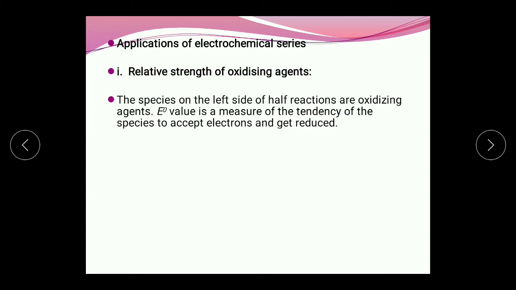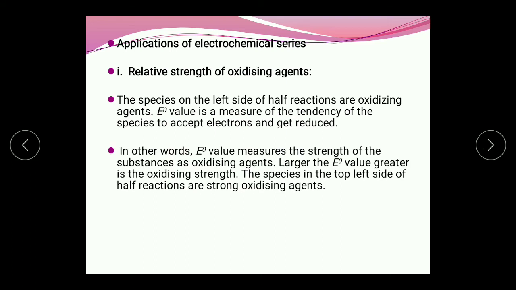Hence, the species on the top left side of the half reactions are strong oxidizing agents. For example, fluorine. It has the highest positive E0 value and hence it is the strongest oxidizing agent. As we go down, the strength of the oxidizing agent will go on decreasing. So, the relative strength of oxidizing agents, we can find out just by comparing the values in the EMF series.